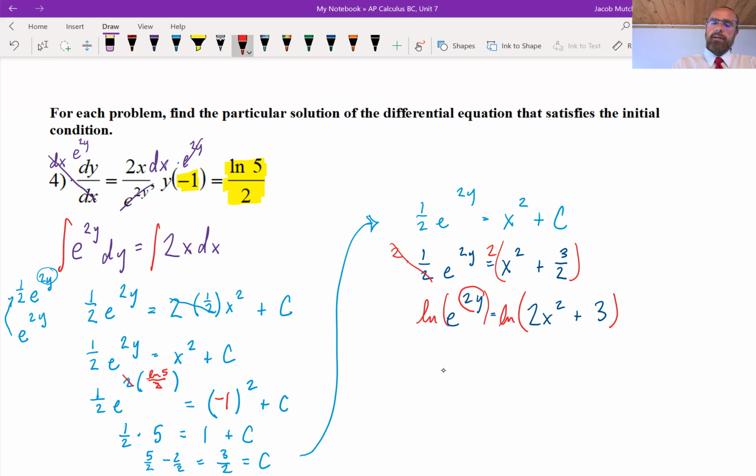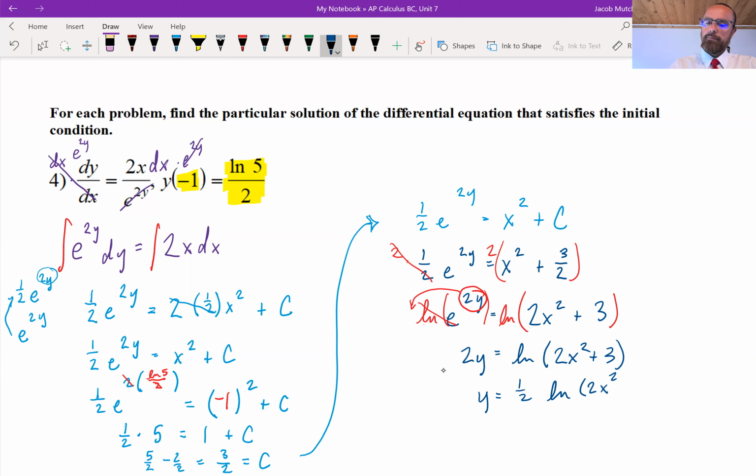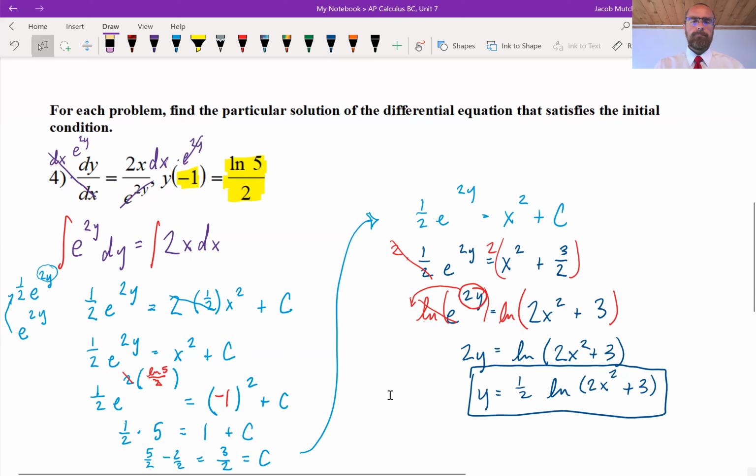And what that'll do, according to my exponent rules, is bring the 2y out front, and the natural log of e is 1. So all that's going to cancel. All that we'll have left is 2y equals natural log 2x squared plus 3. And then to finally solve for y, we'll divide by 2 or equivalently multiply by half. And we'll get y equals 1/2 times the natural log of 2x squared plus 3. And that is our explicit particular solution for this differential equation with those initial conditions.